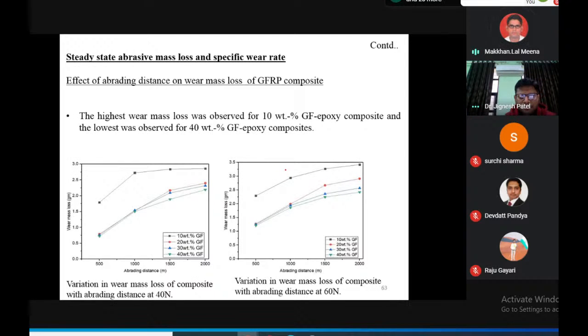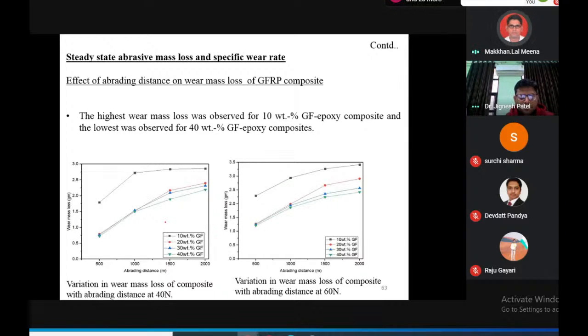And now this is the steady state abrasive mass loss and specific wear rate. First is the effect of abrading distance on wear mass loss of glass fiber resin. It can be seen from the figure that for all the composites, wear mass loss increases with abrading distance.